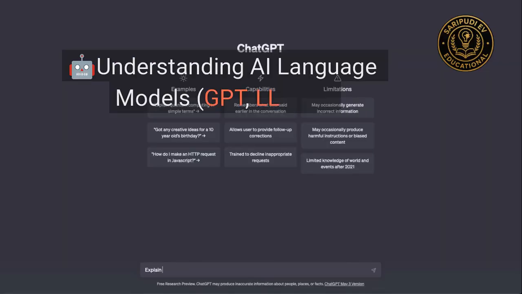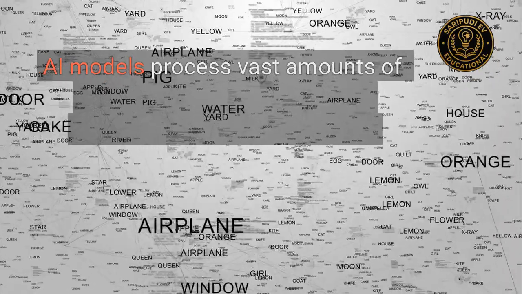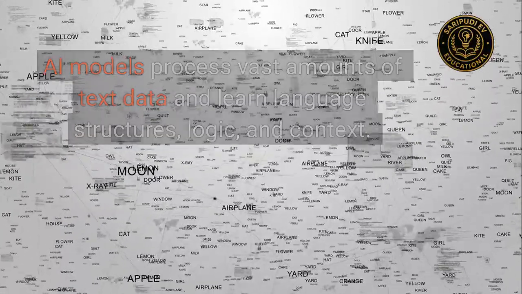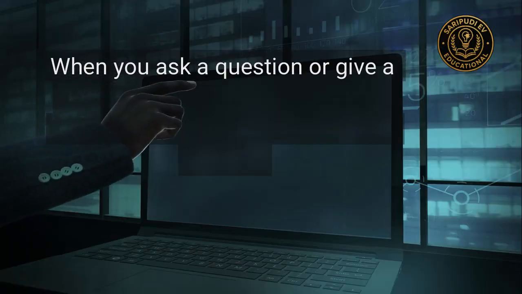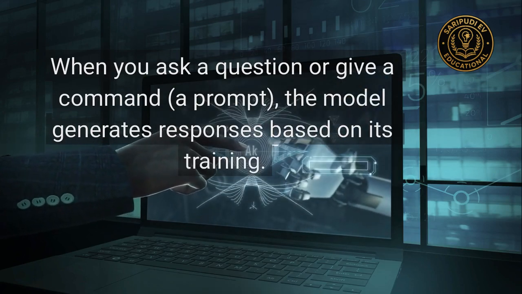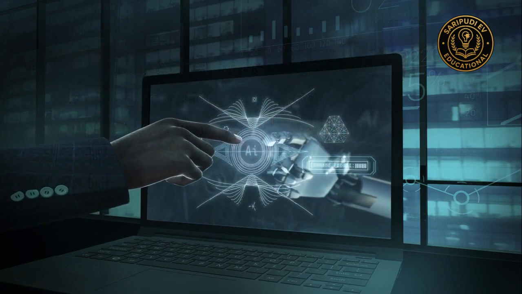AI language models, GPT, Llama. AI models process vast amounts of text data and learn language structures, logic, and context. When you ask a question or give a command, a prompt, the model generates responses based on its training.